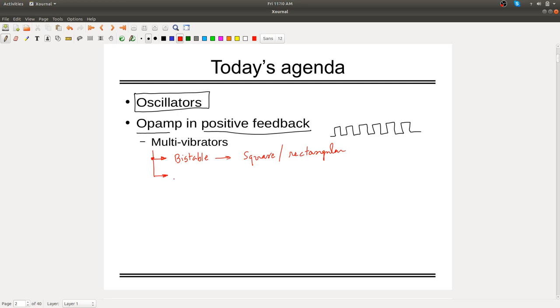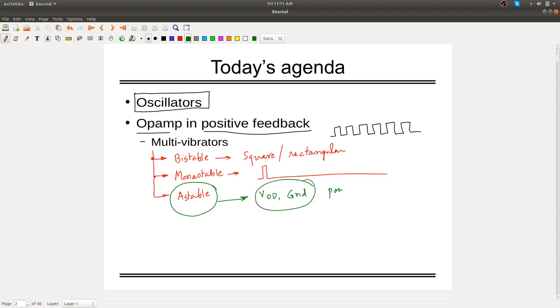One more is monostable, where the output is just one trigger input, that will be the output. And the third one is astable. Astable is the one where it might have a square wave or mono shot at the output, but the astable multivibrator needs VDD and ground, or you can say power supply. It does not need any input. No input is required.